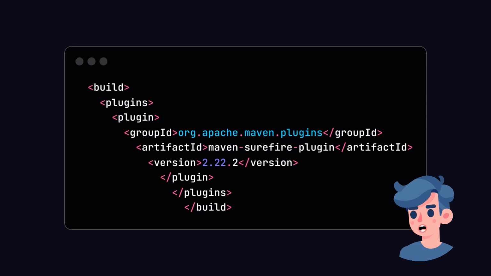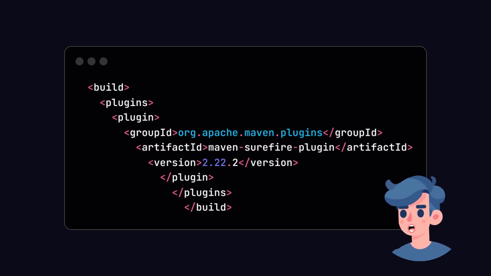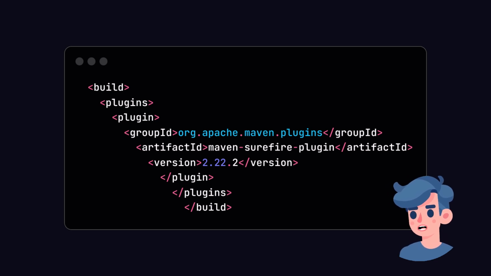First, let's ensure you have the Maven Surefire plugin configured correctly in your project. If you're using a Maven-based project, you can add the plugin in your pom.xml file. Let's open the pom.xml and add the following configuration.